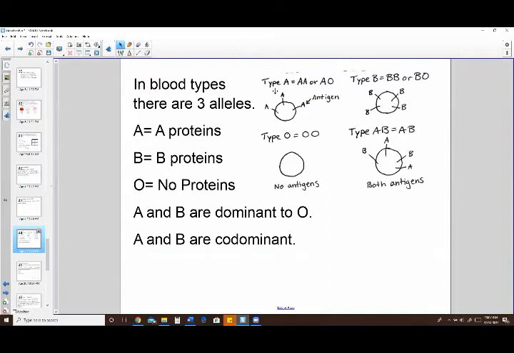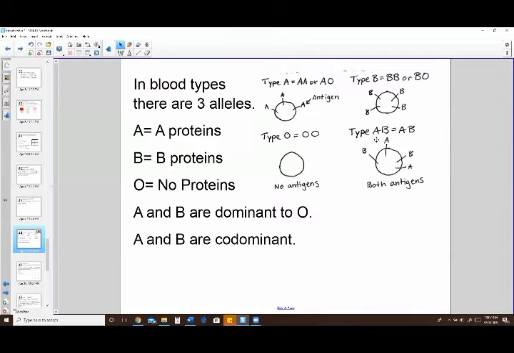If we take a look at the blood types here, if you have type A blood, you can have the genotype big A, or big AO. The A is dominant to the O, so you will still have type A blood. What that means is you will have A proteins on the surface of your blood cell. If you have type B blood, you can be BB or BO, and that means you have B proteins on the surface of your blood cell.